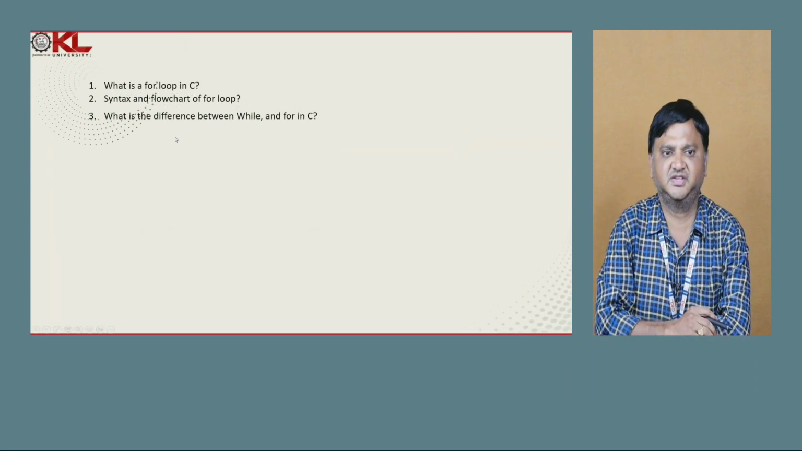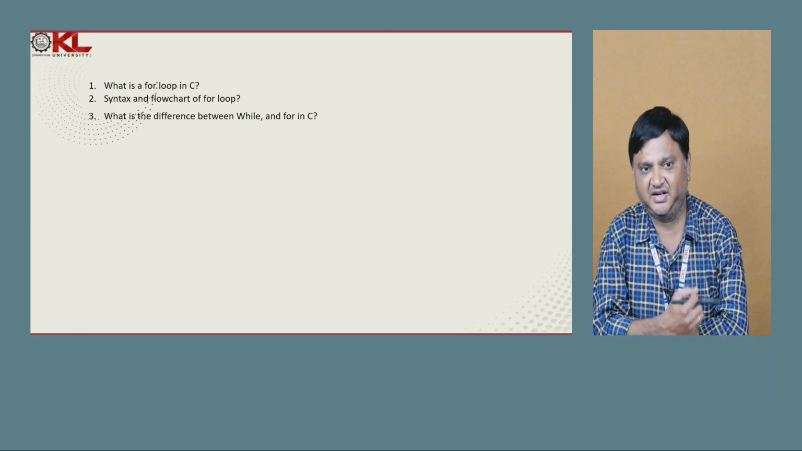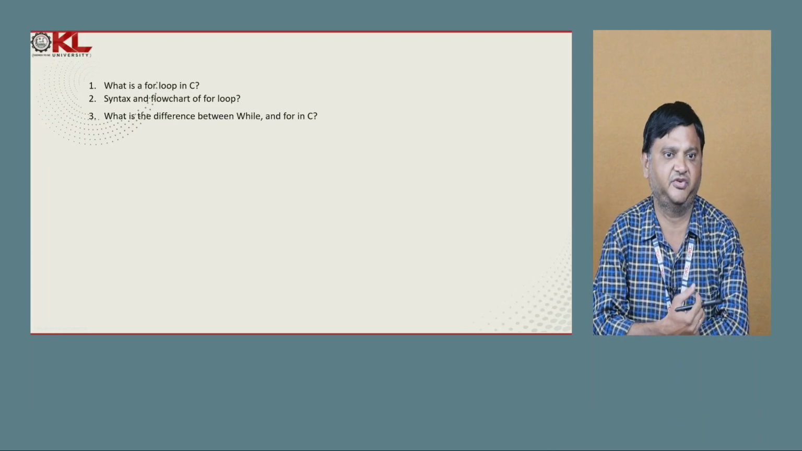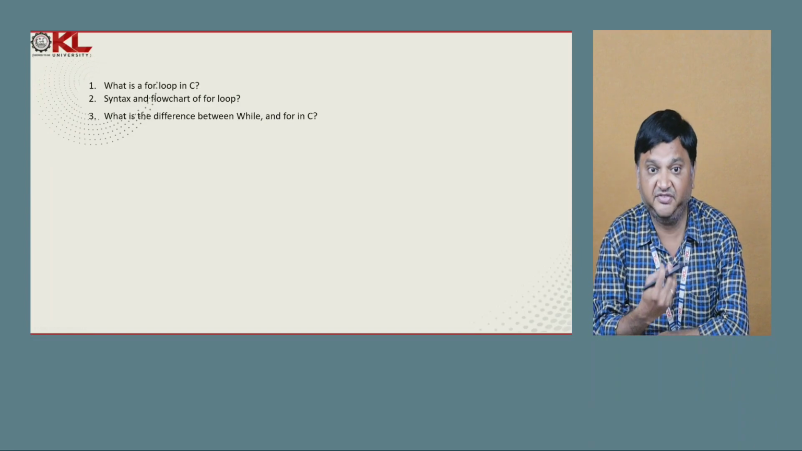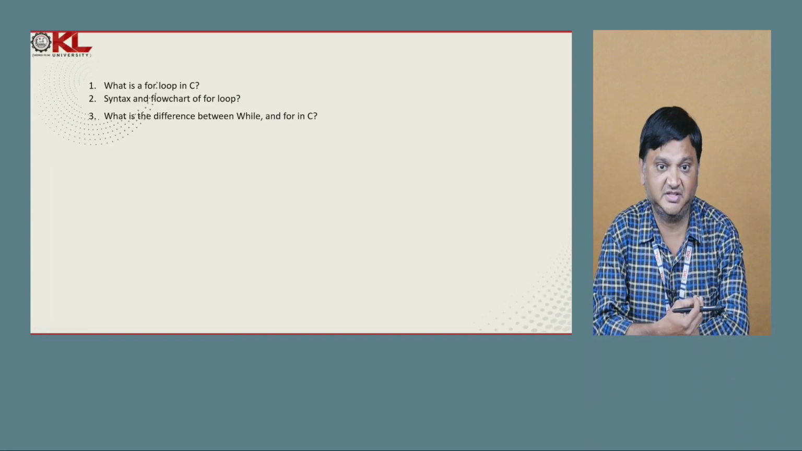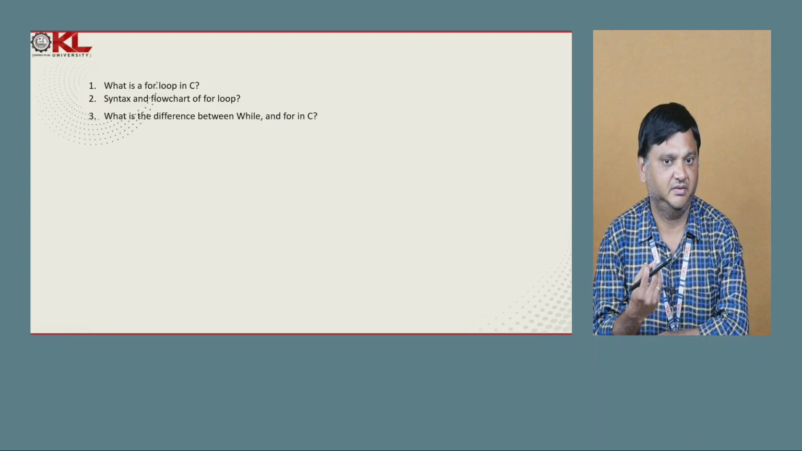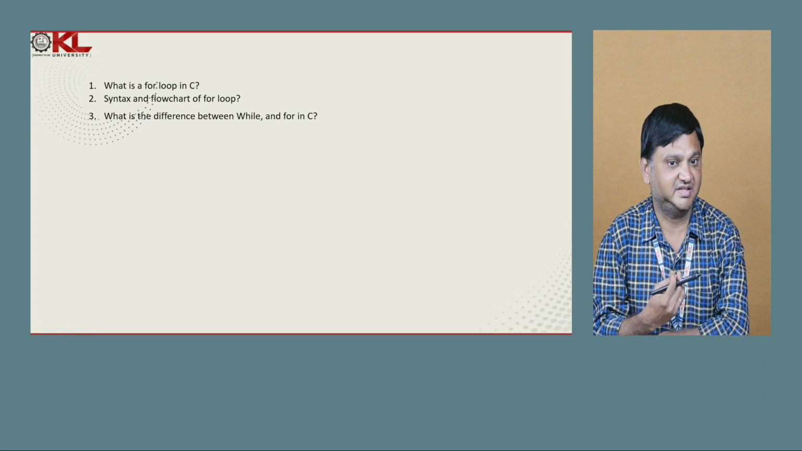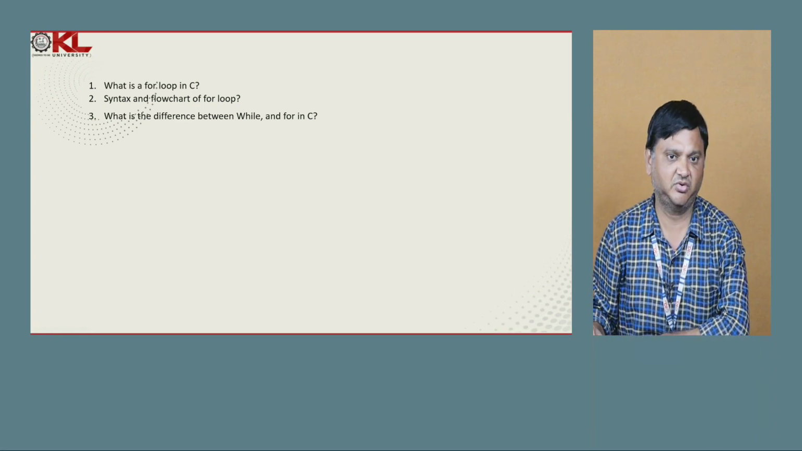At the end of the session, what we have learned, my dear students, is what a for loop is, how to write the syntax and flow chart of a for loop, and by now you can understand the difference between a while loop, for loop and do while loop. A while loop and a for loop are entry controlled, whereas a do while is exit controlled, right? So these are the differences you have observed, and the syntax as well.